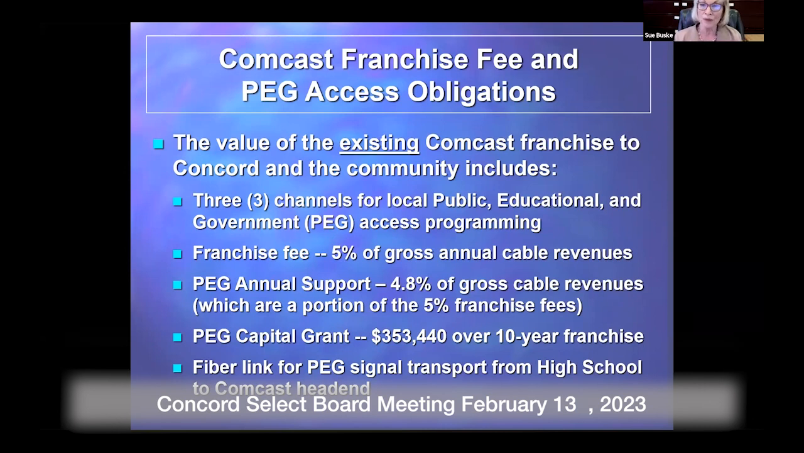There is a paid capital grant, which over the 10 years from 2014 to 2024 was $353,000 plus for the 10-year franchise. And there's also a dedicated fiber link from the aggregation or origination point for the signals for your PEG access channels, which is at the high school, to the Comcast head end. These are all part of that rent package that Comcast currently must provide and has been required to provide over the last 10 years for the use of the right of way.